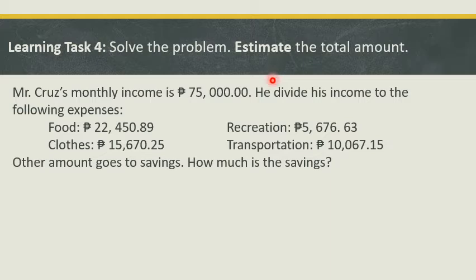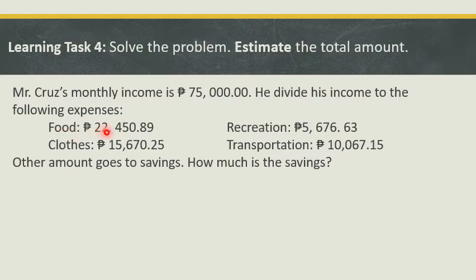Okay, so isa-solve natin siya. Kung ang instruction sa atin is to estimate the total amount, ito po ay i-estimate na natin lahat para malaman natin kung ilan yung nasa savings. So, ito ay estimate lang po. Hindi natin kinukuha yung exact amount. So, estimate natin. Ito po.